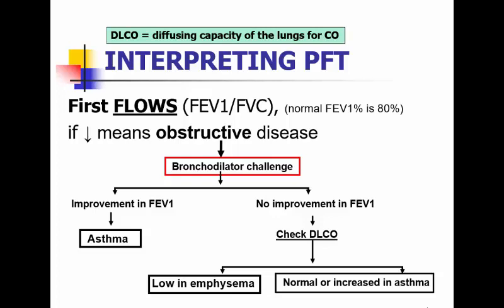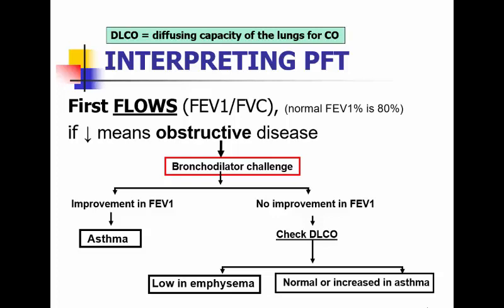If they talk about the problem with the flow, which is basically the ratio between FEV1 and forced vital capacity, we know that the normal FEV1 is 80%. So look at the flow to see if the patient has obstructive disease or not. If the FEV1 is less than 80%, usually they provide you with 70%, something obvious that it is low, and now you have obstructive lung disease.